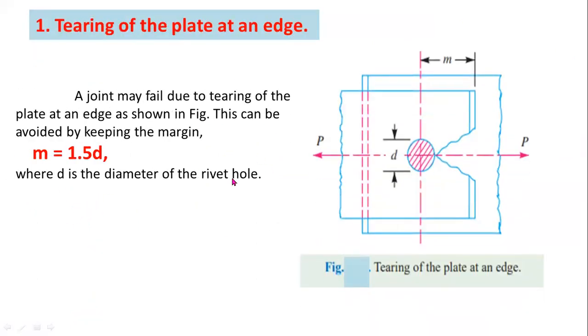Tearing of the plate at an edge, we already discussed earlier. To avoid this failure, you have to provide margin m equal to 1.5 times the diameter of the rivet. Here small d is the diameter of the rivet, and m is the distance between the center of the rivet and the nearest edge of the plate. To avoid this failure, you have to provide margin m equal to 1.5 d.